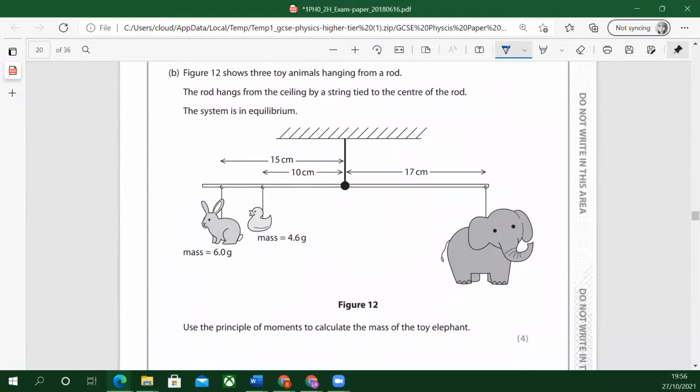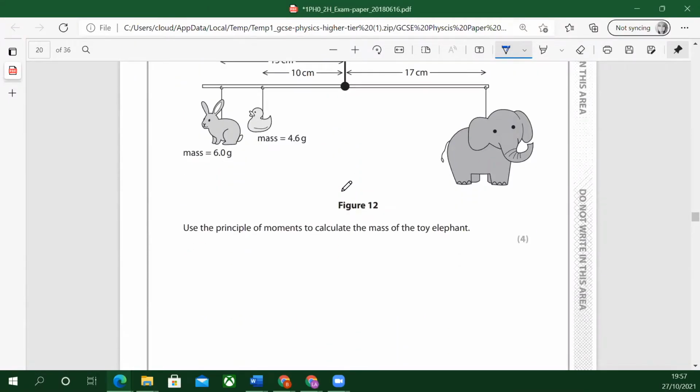Okay, moments. This is one people find quite a lot of trouble with. Honestly, it's not that bad. Figure 12 shows 3 toy animals hanging from a rod. They're toys, they're not real elephants or rabbits or ducks. The rod hangs from the ceiling by a string tied to the center of the rod. The system is in equilibrium, so it's not moving. Use the principle of moments to calculate the mass of the toy elephant.